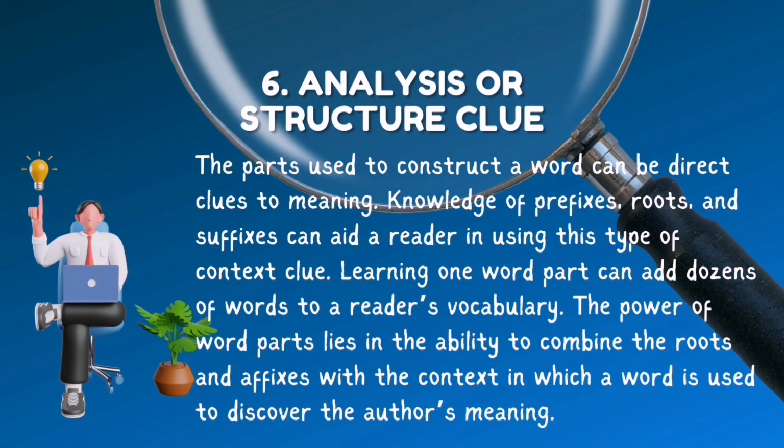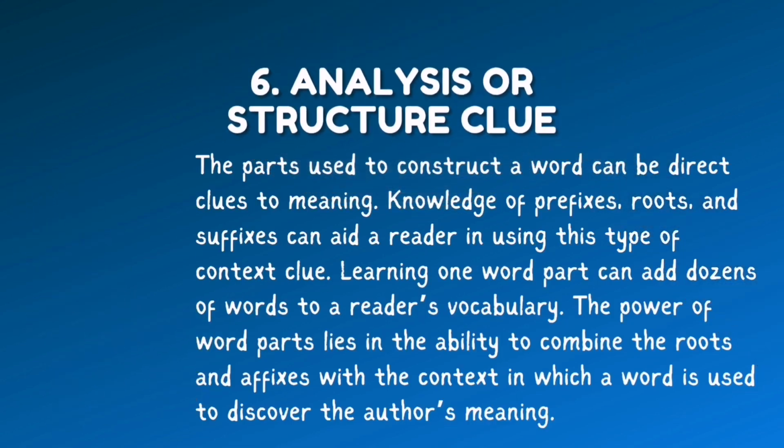Number 6 type of context clue is analysis or structure clue. The parts used to construct a word can be direct clues to meaning. Knowledge of prefixes, roots, and suffixes can aid a reader in using this type of context clue. Learning one word part can add dozens of words to a reader's vocabulary.